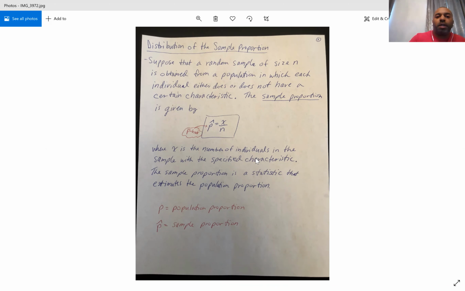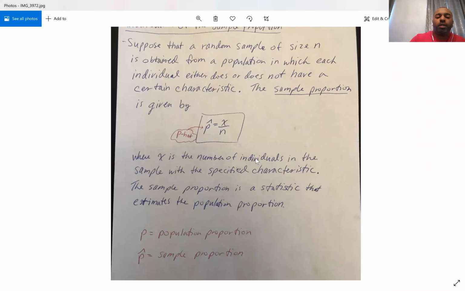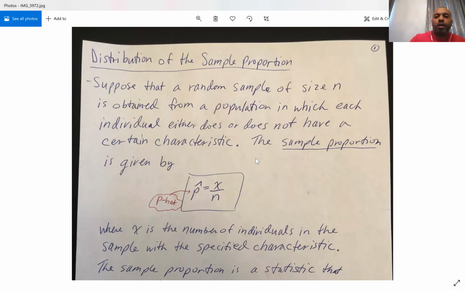All right, so this is 8.2, distribution of the sample proportion. So suppose that a random sample of size n is obtained from a population in which each individual either does or does not have a certain characteristic.